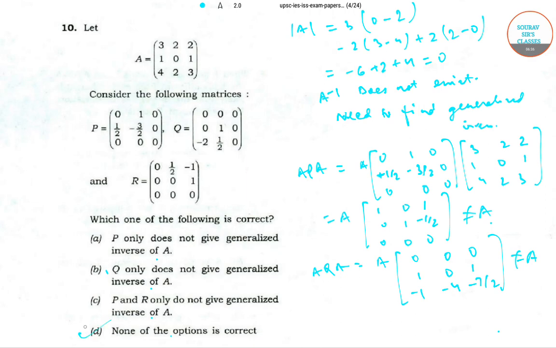So option D, none of the options is correct. Here, since we have the options in such a way, we do not need to calculate ARA to come to the final answer. So option D is the correct answer. That is, none of the above options are correct.